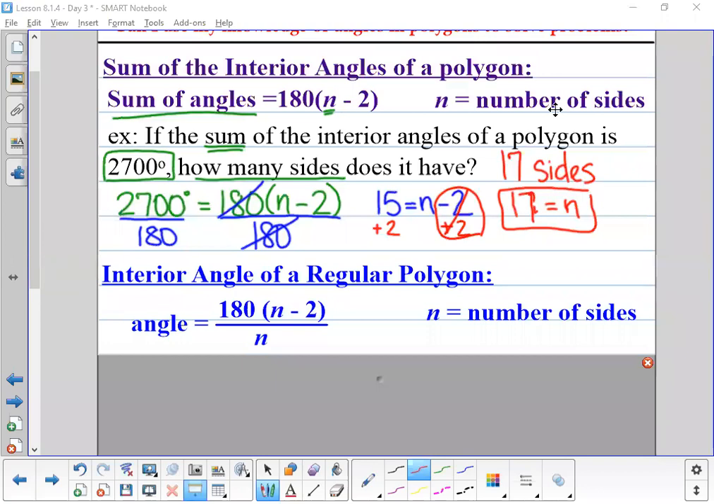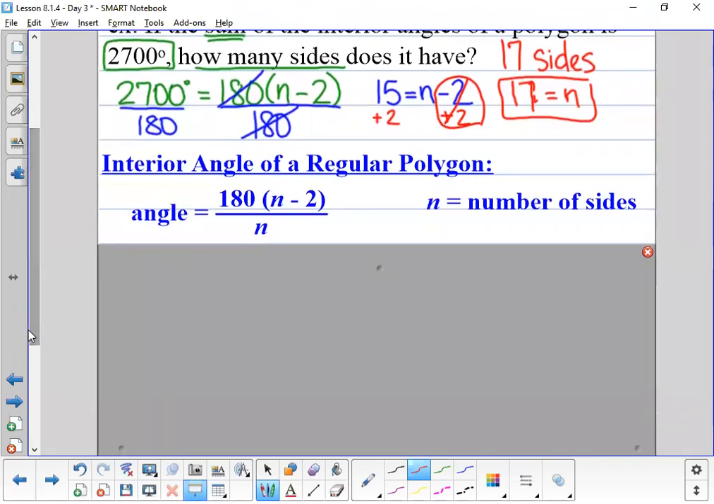Now, when my polygon is regular, so when it's equilateral and equiangular, I can find one single interior angle. And basically what I'm doing is I'm finding the sum of the angles of the polygon. And then since I know those angles are all equal to each other, they're all congruent, I can divide by how many there are, and that'll give me one single angle measure. The angle measure is going to equal 180 times n minus 2, that's the sum of all of the interior angles, divided by n. That's the number of sides.